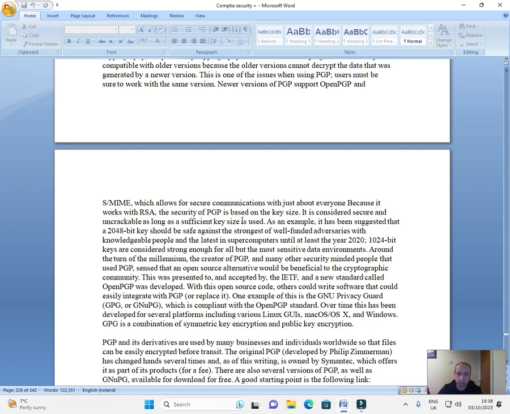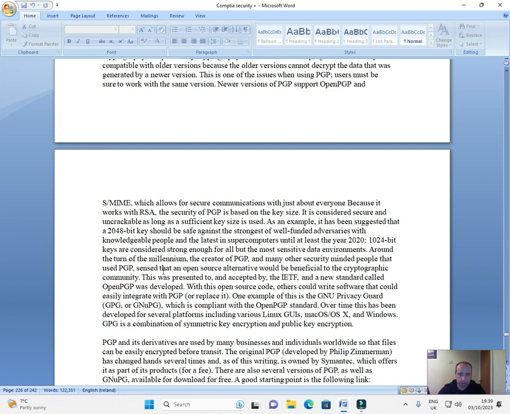The security of PGP is based on the key size. It is considered secure and uncrackable as long as a sufficient key size is used. As an example, it has been suggested that a 2048-bit key should be safe against the strongest and well-funded adversaries, with knowledgeable people and with the latest supercomputers until at least the year 2020. 1024-bit keys are considered strong enough for all but the most sensitive data environments.